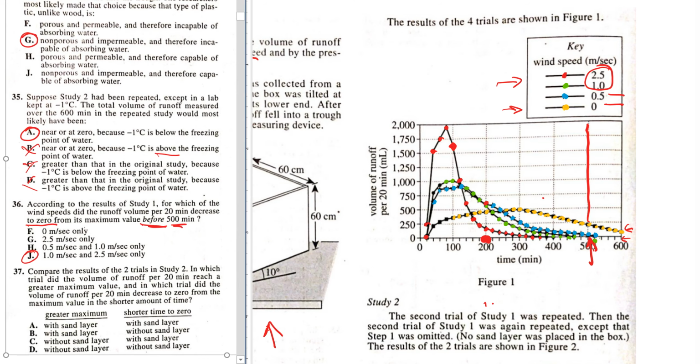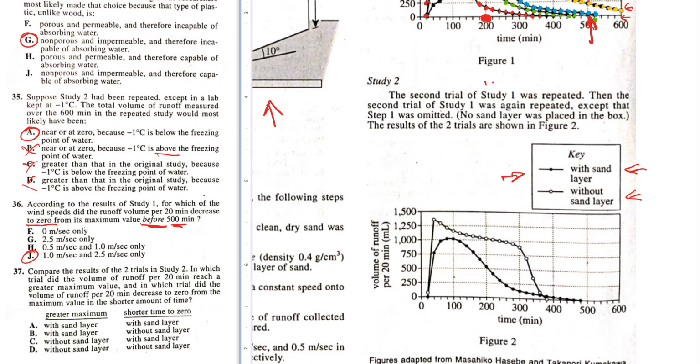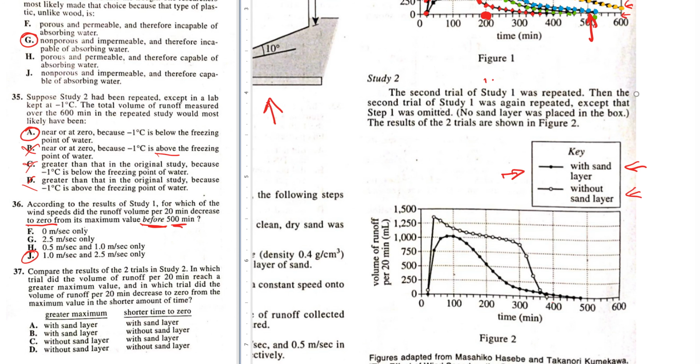All right, and the 37. Compare the results of the 2 trials in study 2. In which trial did the volume of runoff per 20 minutes reach a greater maximum value? And in which trial did the volume of runoff per 20 minutes decrease to 0 from the maximum value in the shorter amount of time? All right, so we've got 2 things, greater maximum and shorter time to 0. We've got with sand and without sand.